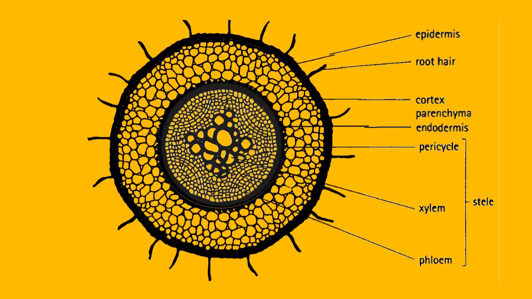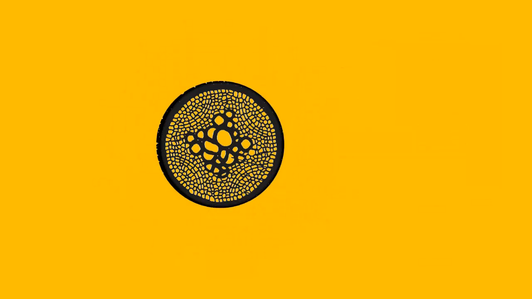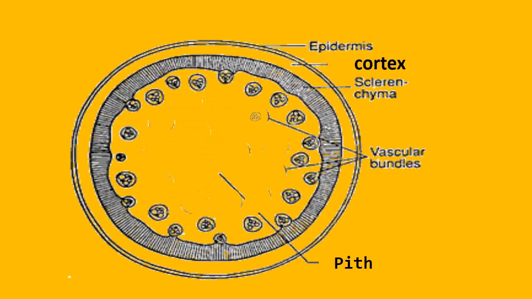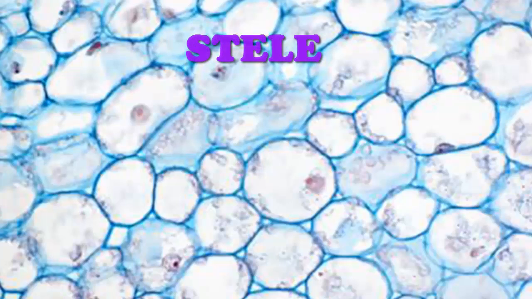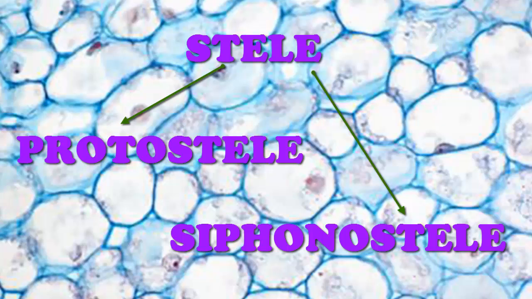Stele is the central core of the stem and root of a vascular plant, consisting of the vascular tissues, that is xylem and phloem, and associated supporting tissue like pericycle and pith. There are two types of steles, protostele and siphonostele.